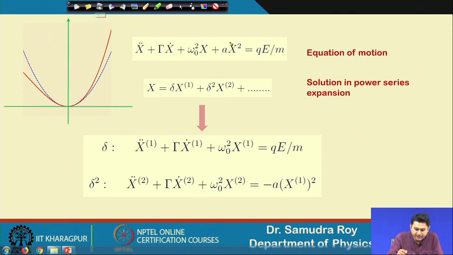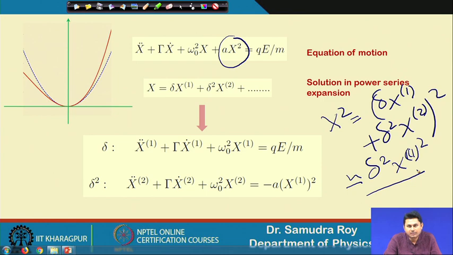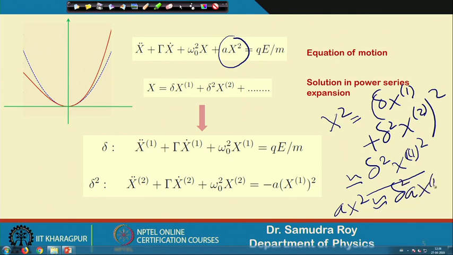But the important thing lies here. What will be the x square term? Now you can see that x square is nothing but delta X1 plus delta square X2, squared. This x square term gives rise to delta square, then delta cube, delta to the power 4 and so on. If I only restrict to the delta square term, then I have one term, which is delta square X1 square. This is my first term and all the other terms are higher than delta square, so I am not going to take them. So this A x square term gives me delta square into A X1 square.